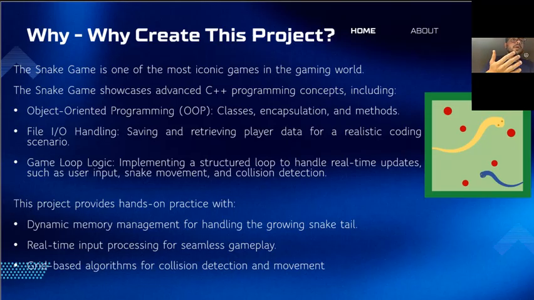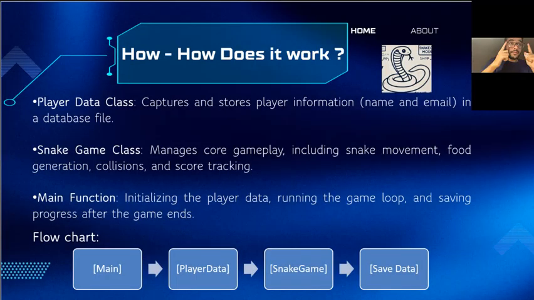In addition to this, input and output file operations allow saving and retrieving player scores, demonstrating a handling option for data handling. The game also incorporates real-time user input processing, dynamic memory management for the snake's tail, and a structured game loop. In addition to this, the project reinforces skills like modular programming and debugging, which are crucial in professional software development.